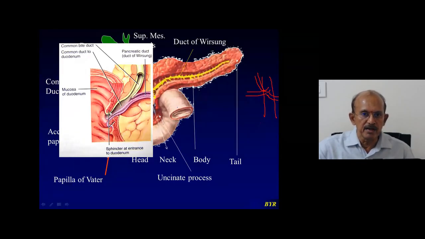It is not a straight entry. It is an oblique entry. Whenever this oblique entry is there, that will facilitate prevention of reflux. Reflux of the duodenal contents into the bile duct or the pancreatic duct is prevented by this oblique mechanism.